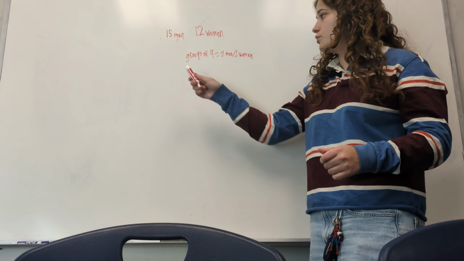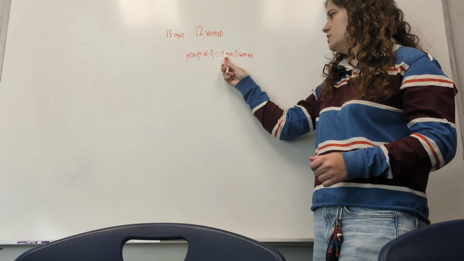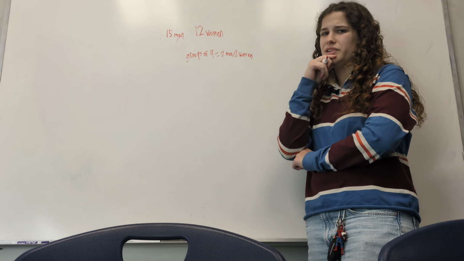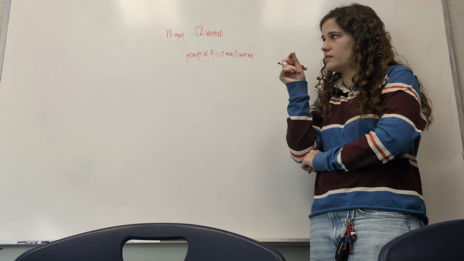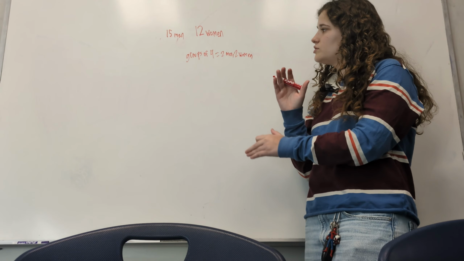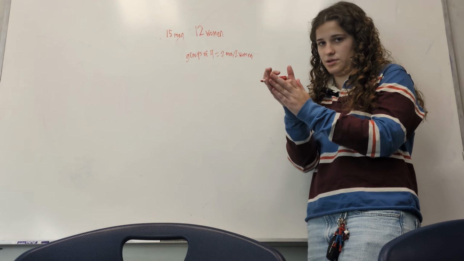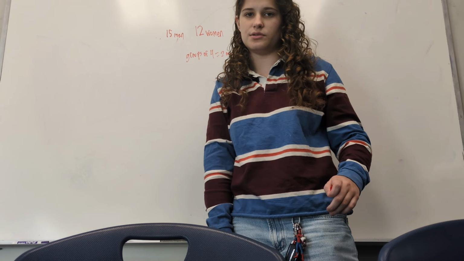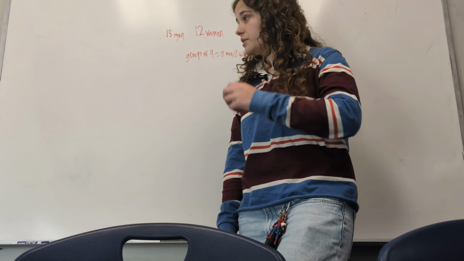So we want to make groups of 4 consisting of 2 men and 2 women. How would we do this? We have 2 different variables, and we actually have to make both of those variables into the same group. So what we're actually going to do, since this is a multi-step problem, is we're going to break it up.